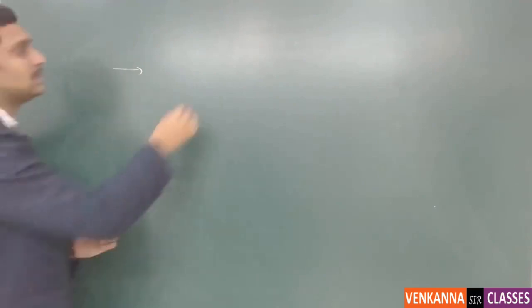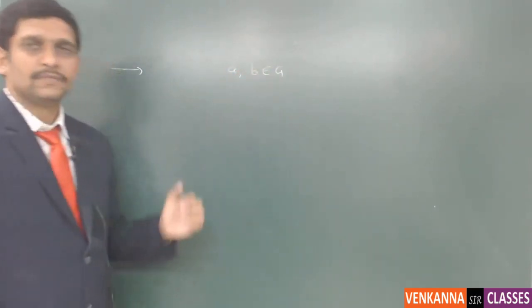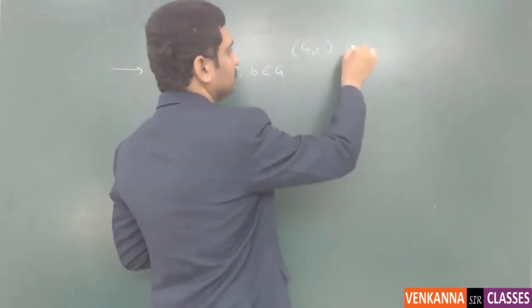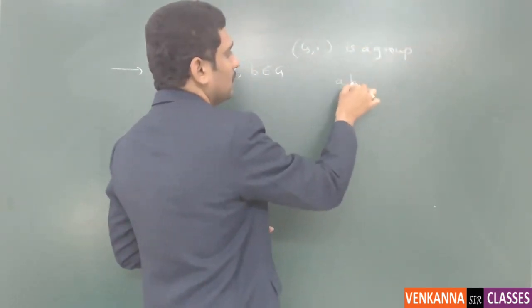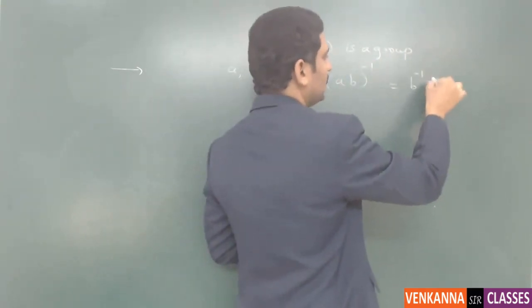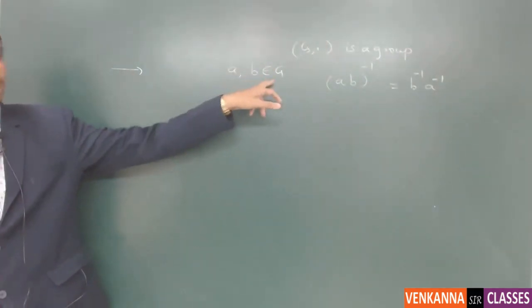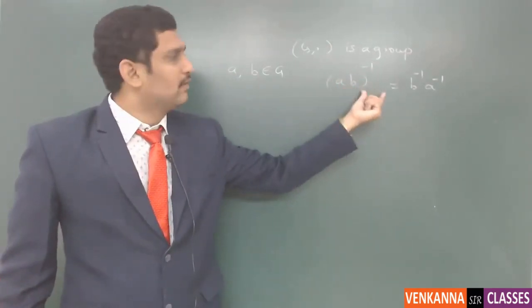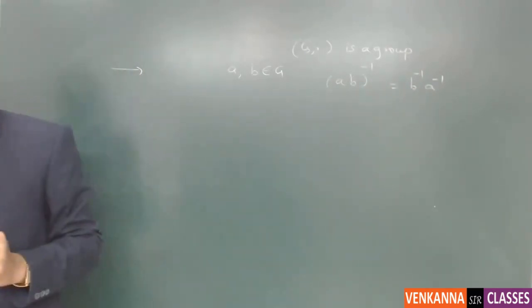One thing is, if you take a group, say G comma dot is a group, then (AB) whole inverse equals B inverse A inverse. So whenever you take two elements in a group, the inverse of AB equals B inverse into A inverse. You take a note of this point.